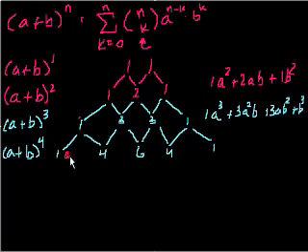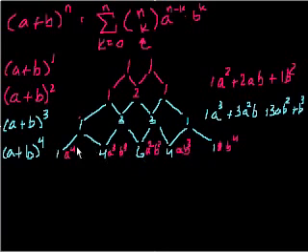a to the 4th, b to the 0, plus 4a cubed b squared, b to the 1, plus 6a squared b squared, which makes sense that this is the middle number, and a and b have the same exponent at this point. And then plus 4a, we decrement it, b cubed, plus b to the 4th, 1b to the 4th, right? a to the 0, so that's why we didn't write it there. So 1b to the 4th.